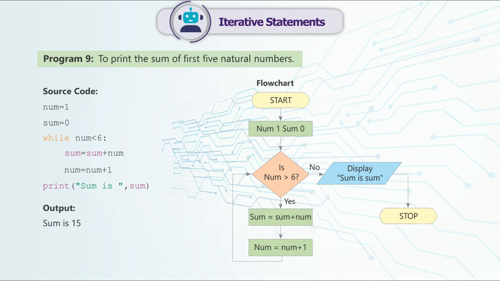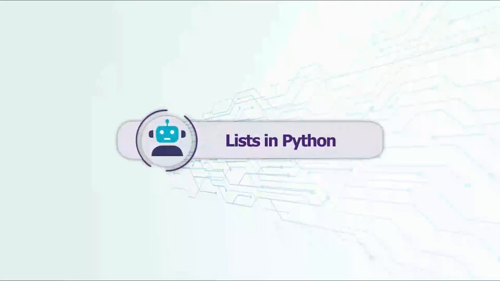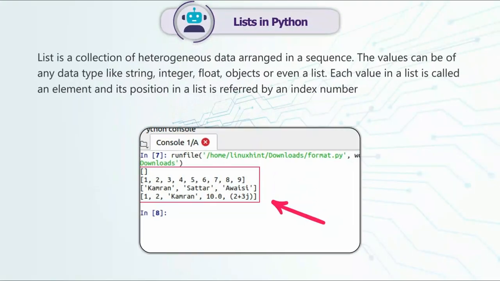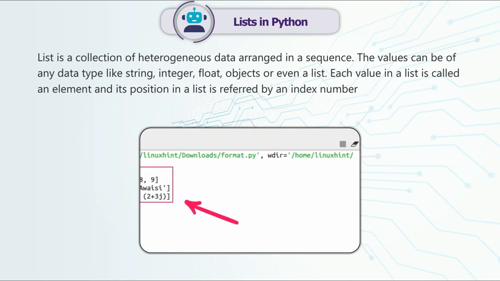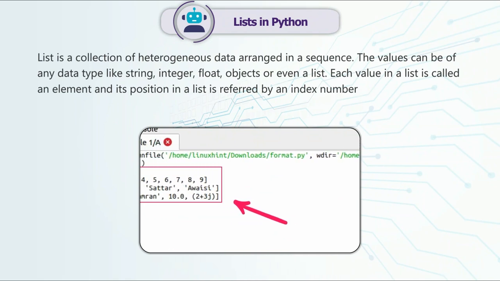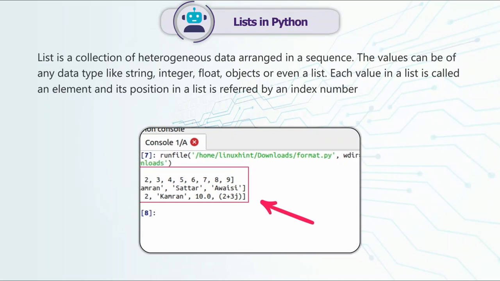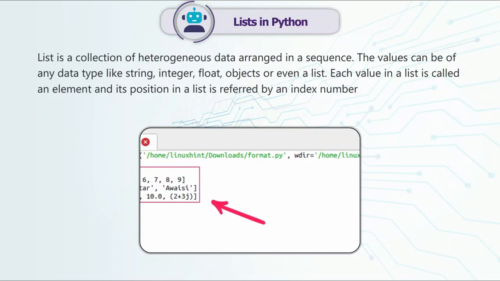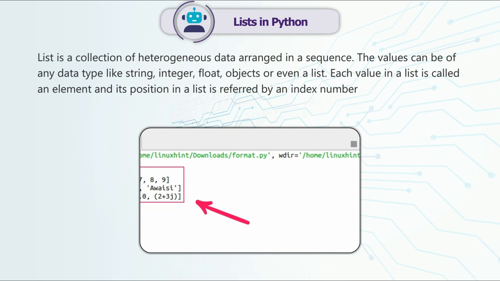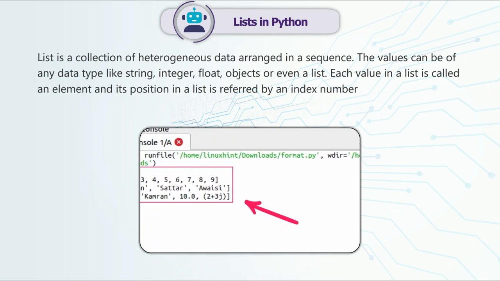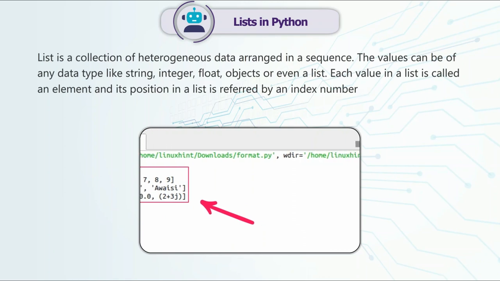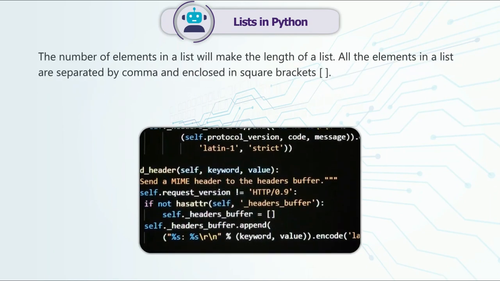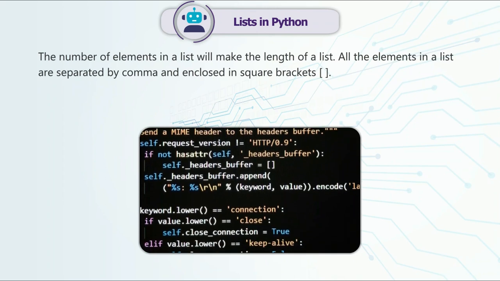Output. Sum is 15. Lists in Python. A list is a collection of heterogeneous data arranged in a sequence. The values can be of any data type like string, integer, float, objects, or even a list. Each value in a list is called an element and its position in a list is referred to by an index number. The number of elements in a list will make the length of a list.